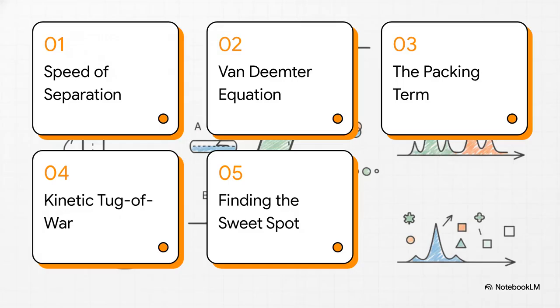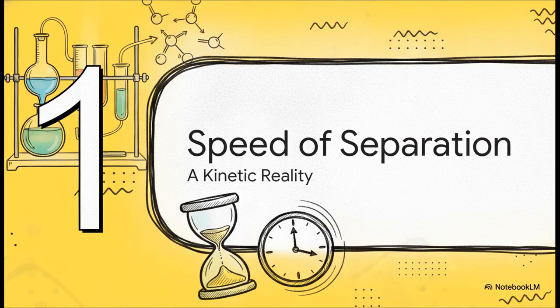Okay, let's lay out our map for today. We're going to cover 1, the speed of separation, 2, meet the Van Deemter equation, 3, A, the packing term, 4, B and C, the kinetic tug-of-war, and finally, 5, finding the sweet spot. Section 1, the speed of separation.